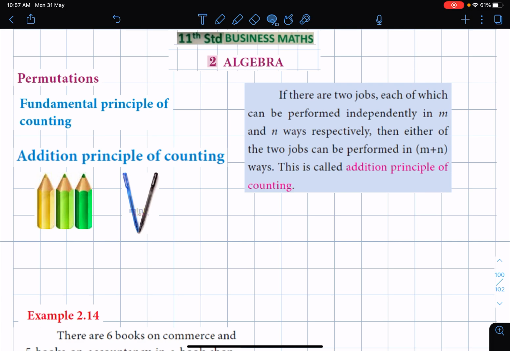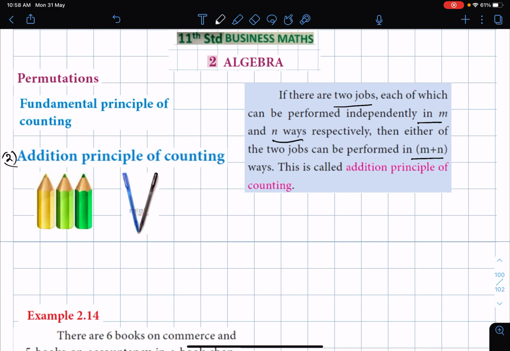In permutations, fundamental principle of counting, we are going to see the second principle, that is our addition principle of counting. What does this addition principle mean? If there are two jobs, each of which can be performed independently in m ways and n ways, then either of the two jobs can be performed in m plus n ways. This is called the addition principle of counting.